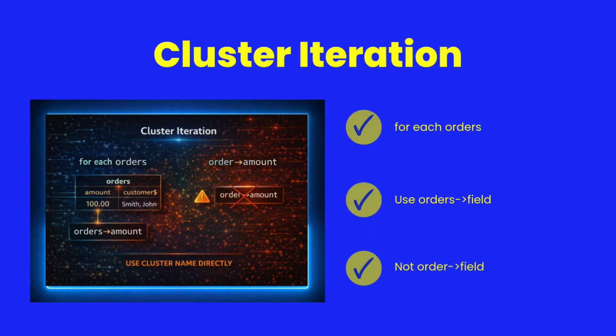In a for each loop, the cluster name is reused as the current row. There is no separate variable like order. All field access must use the cluster name directly. This is a key difference from most other languages.